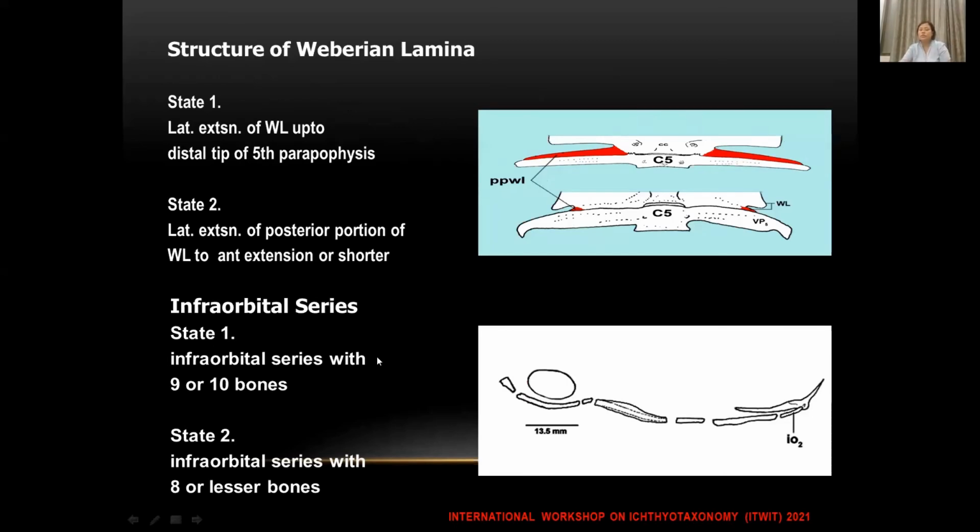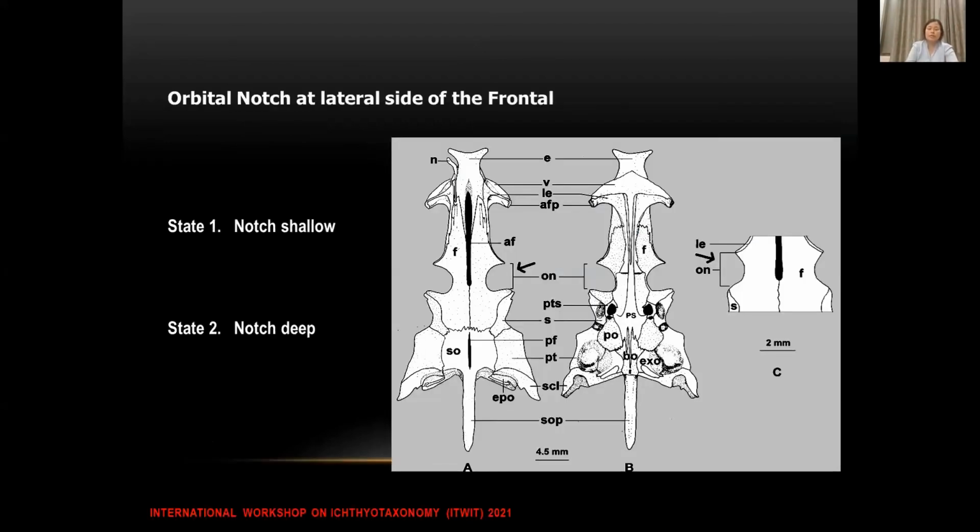Another feature which we can take for grouping Glyptothorax is the infraorbital series. Among the infraorbital bones, some Glyptothorax have 9 to 10 bones, and some have fewer, 8 or fewer. So this is how we can take the state and group the Glyptothorax. Then another parameter is the orbital node, which is present in the frontal bone of the skull. Here the node can be shallow or deep. So in that way we can group.